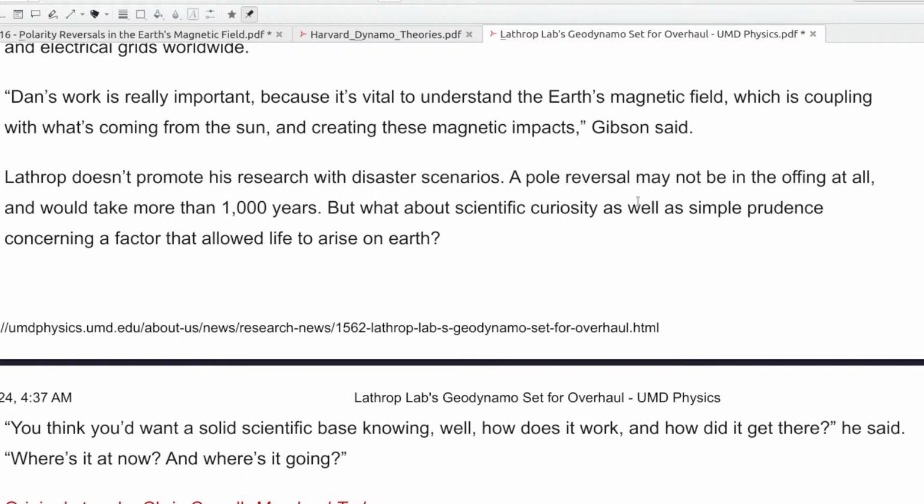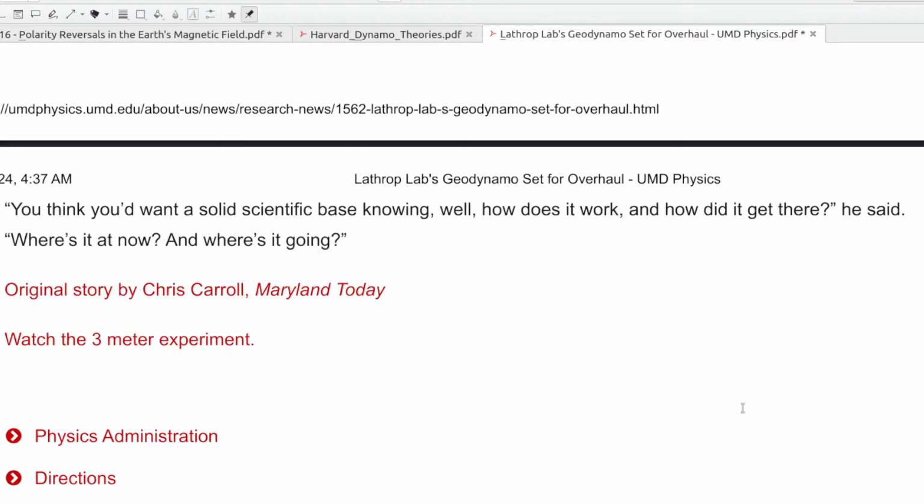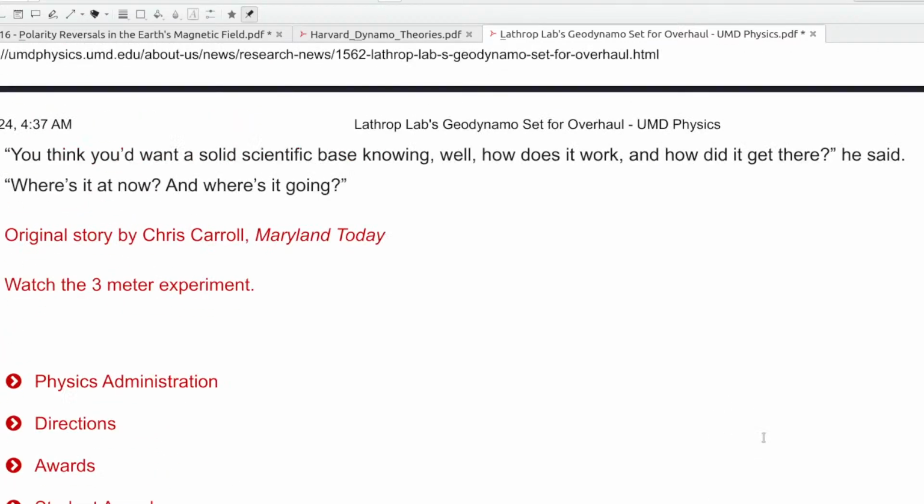Lathrop doesn't promote his research with disaster scenarios. A pole reversal may not be in the offing at all. It would take more than 1,000 years. But what about scientific curiosity as well as simple prudence concerning a factor that allowed life to arise on Earth? You think you'd want a solid scientific base knowing, well, how does it work and how did it get here, he said. Where is it at now and where is it going? End of article.